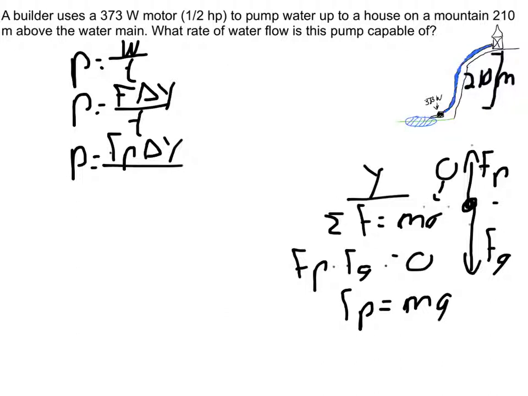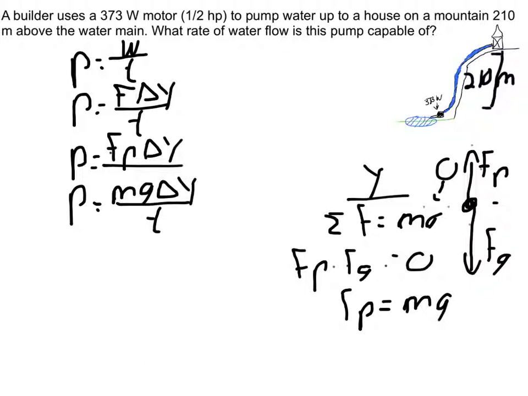The other nice part is if we're neglecting friction, even if we weren't going straight up and down, remember work done straight up is the same as work done along the length of a ramp or a hill, so we could still use just mg in this situation. So power is going to equal mass times gravity times delta y divided by t.